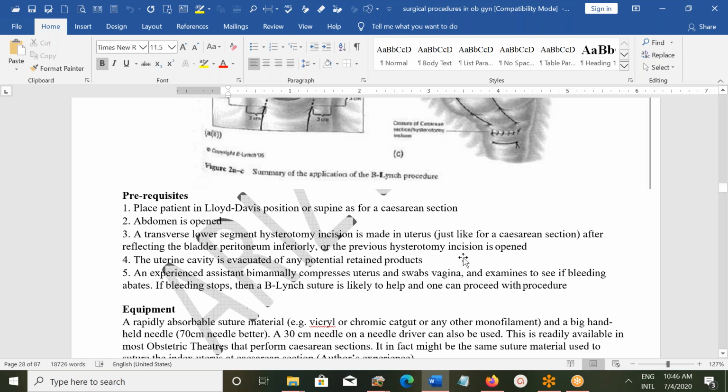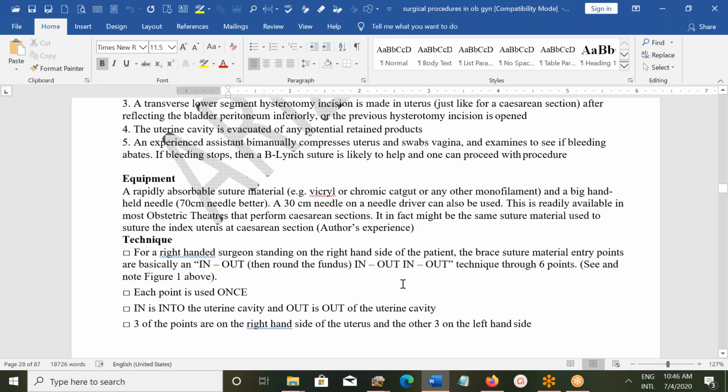Or if the previous cesarean incision is open, the hysterotomy incision is open, then the uterine cavity is evacuated of any retained products of conception. Then an experienced assistant manually compresses the uterus and swabs the vagina and examines to see if the bleeding abates. If bleeding stops, then the B-Lynch suture is likely to help and one can proceed with the procedure. What equipment do you need?